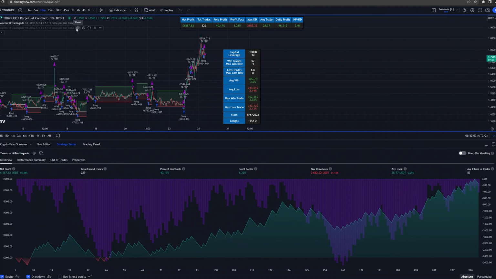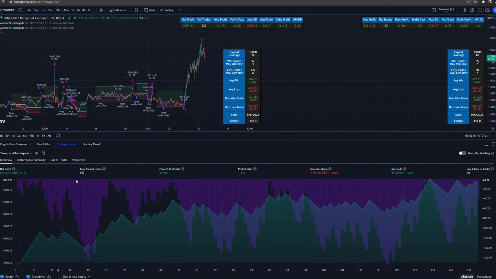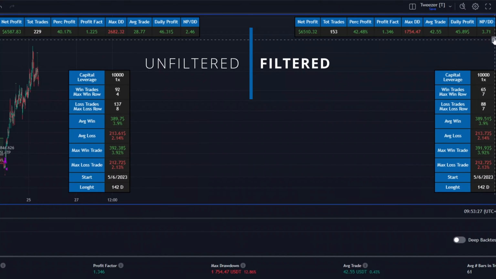Let's compare with the filtered equity. So the net profit is still the same. 153 trades, which is a big decrease in total trades, 42% percent profitable, slightly improved, and max drawdown 12%, really good. Average trade is almost double. An important parameter is net profit over drawdown: with the non-filtered backtest it's 2.46, whereas here it's 3.71. It's absolutely better. But look at this, max win row 4 and max loss row 8, whereas here we have pretty much the same, 7 max win row and 7 max loss row.